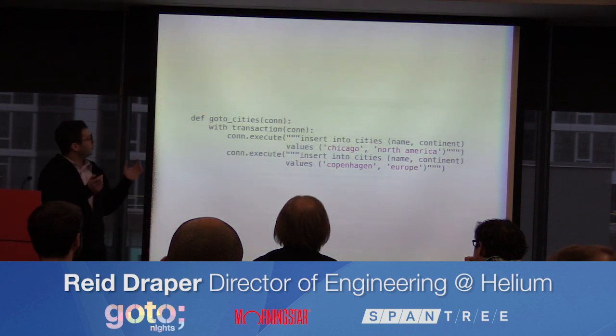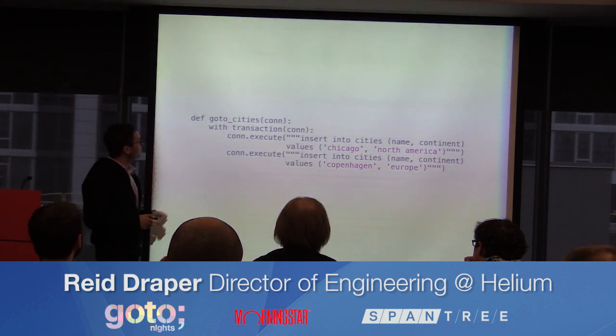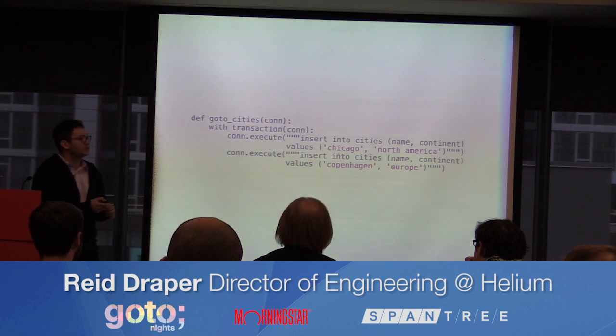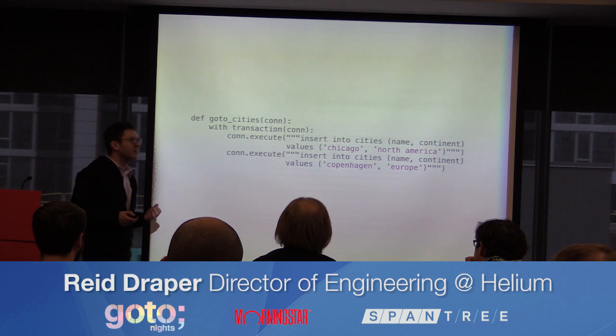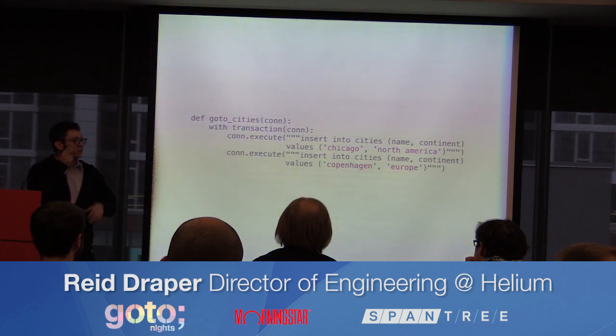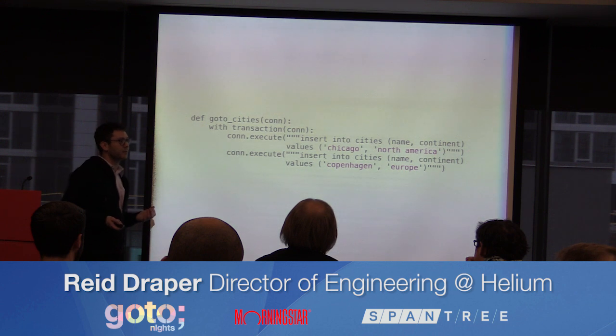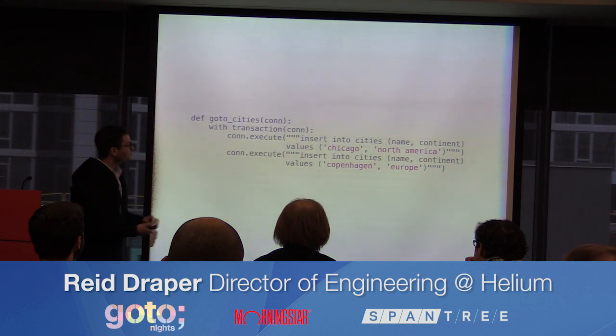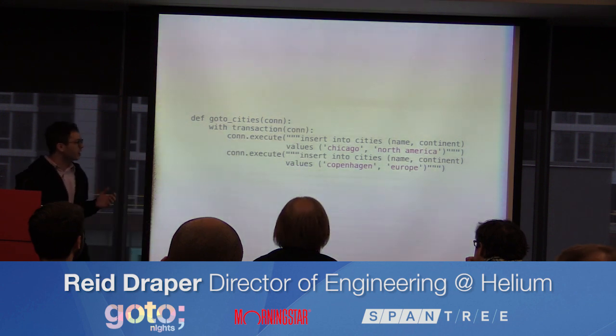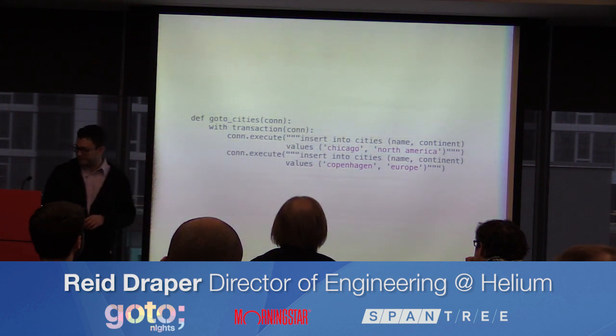So we say, define this function, GOTO cities. We'll call with transaction, which is going to take care of rolling back the transaction if there's an exception, and basically just remove the boilerplate of us having to remember to call begin and end. If you've used a database driver before, you've probably used something like this as well. So first we're going to insert Chicago and then Copenhagen.